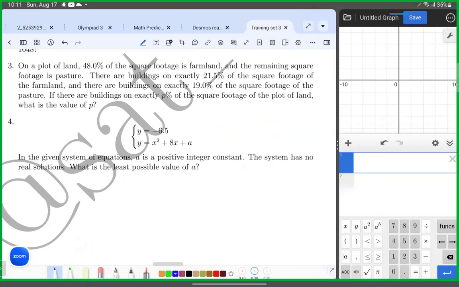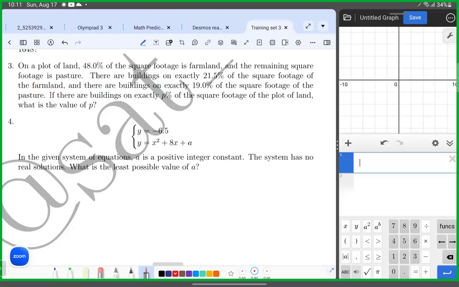On a plot of land, 48% of the square footage is farmland, and the remaining square footage is pasture. Now we can understand from this sentence that we have some square footage. Of this square footage, 48% is farmland, and the other part, which is 52%, is pasture. There are buildings on exactly 21.5% of the square footage of the farmland.